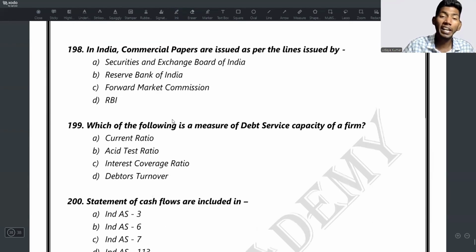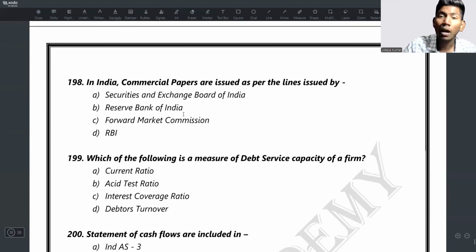Moving to question 198. In India, commercial papers are issued as per the guidelines issued by whom? That all comes under the Reserve Bank of India.